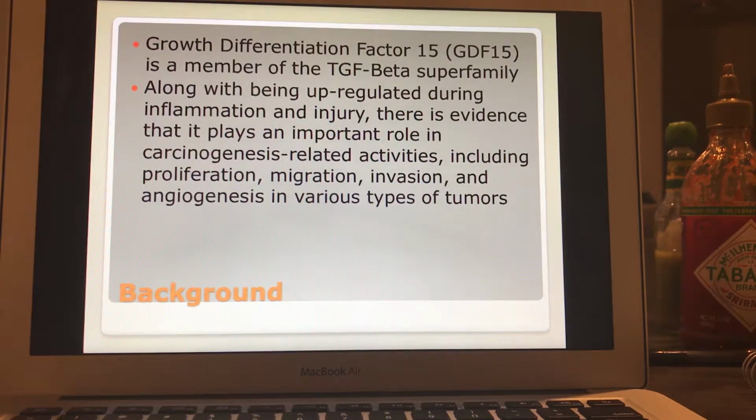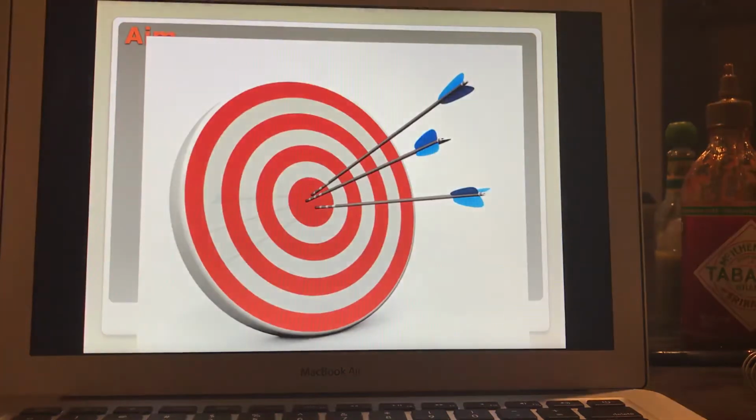So, it's a little background. Growth differentiation factor 15 is a member of the TGF-beta superfamily. Along with being upregulated during inflammation and injury, there is evidence that it plays an important role in carcinogenesis-related activities, including proliferation, migration, invasion, and angiogenesis in various types of tumors.